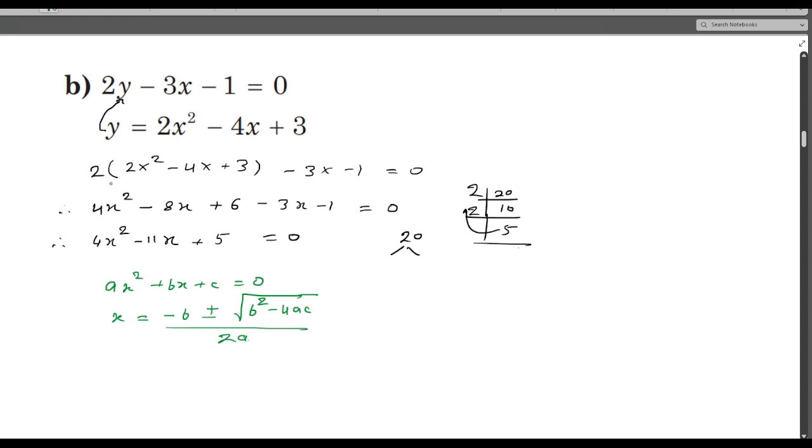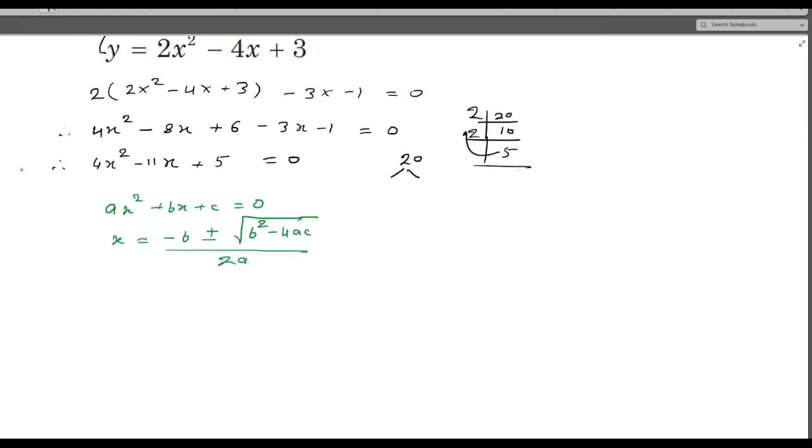So 2 times 2x square minus 4x plus 3, it is 4x square minus 8x plus 6, and this is minus 3x minus 1 equal to 0, then 4x square minus 11x plus 5. So everything is okay, no problem. So I have to use the formula method only.